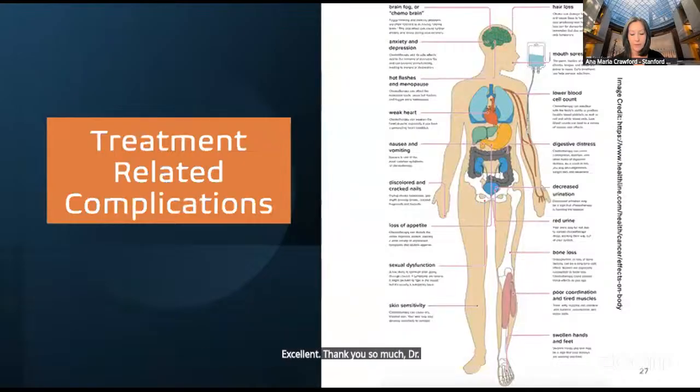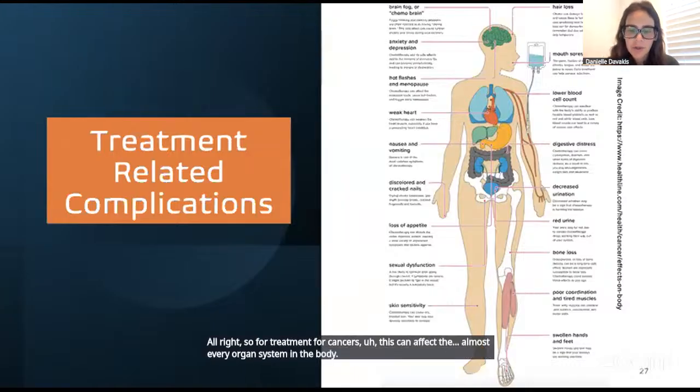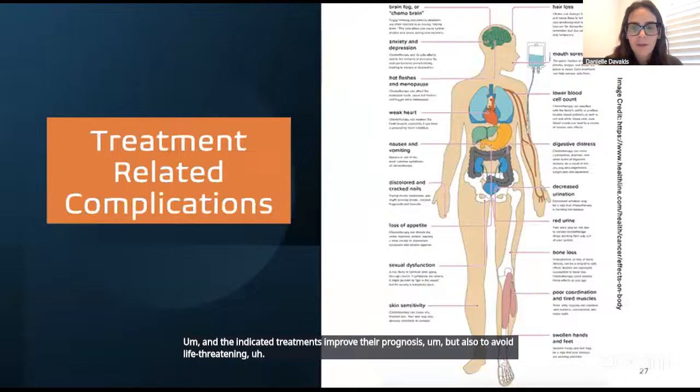That was excellent. So for treatment of cancers, this can affect almost every organ system in the body. It is important to understand each patient's type of cancer, the extent of its spread, and the indicated treatments to improve their prognosis, but also to avoid life-threatening complications of that treatment.